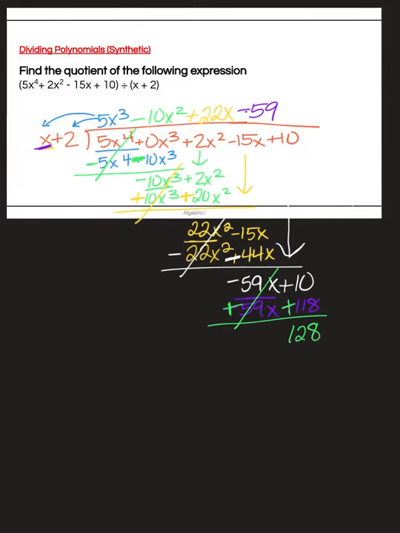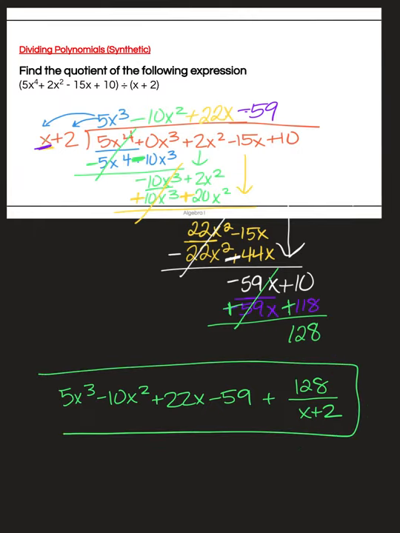So my quotient is 5x to the 3rd minus 10x squared plus 22x minus 59 plus 128 over x plus 2. And there you have it. Hopefully this is enough practice to help you out.